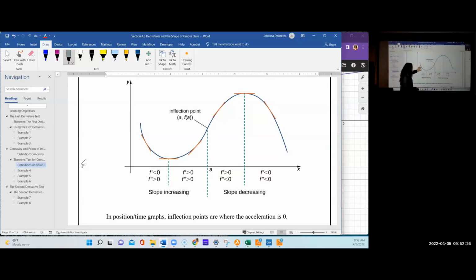So over this section, well, I don't really have names for everything, so let me put some more names up here. It only has A on the graph. So let me call this B and I'll call this C. So from A to B, the function is decreasing, going downhill. That means the first derivative is negative. That's what tells you it's decreasing.